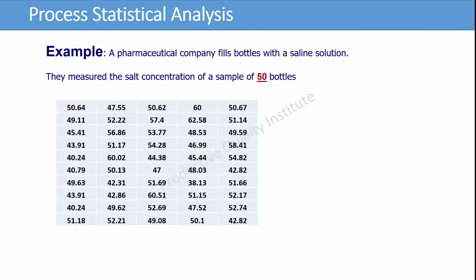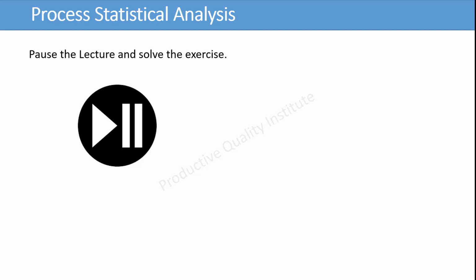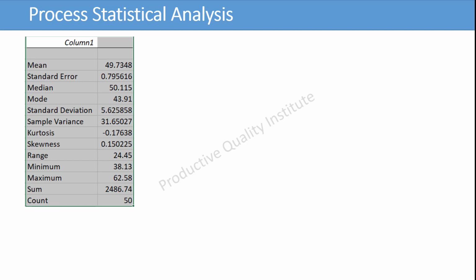For example, a pharmaceutical company fills bottles with a saline solution. They measured the salt concentration of a sample of 50 bottles. To generate the descriptive statistics report for these data, please pause the lecture and enter the data in Excel and follow the previous steps, then click OK to see the result. Here is the descriptive statistics report for the data of the bottles with the saline solution.